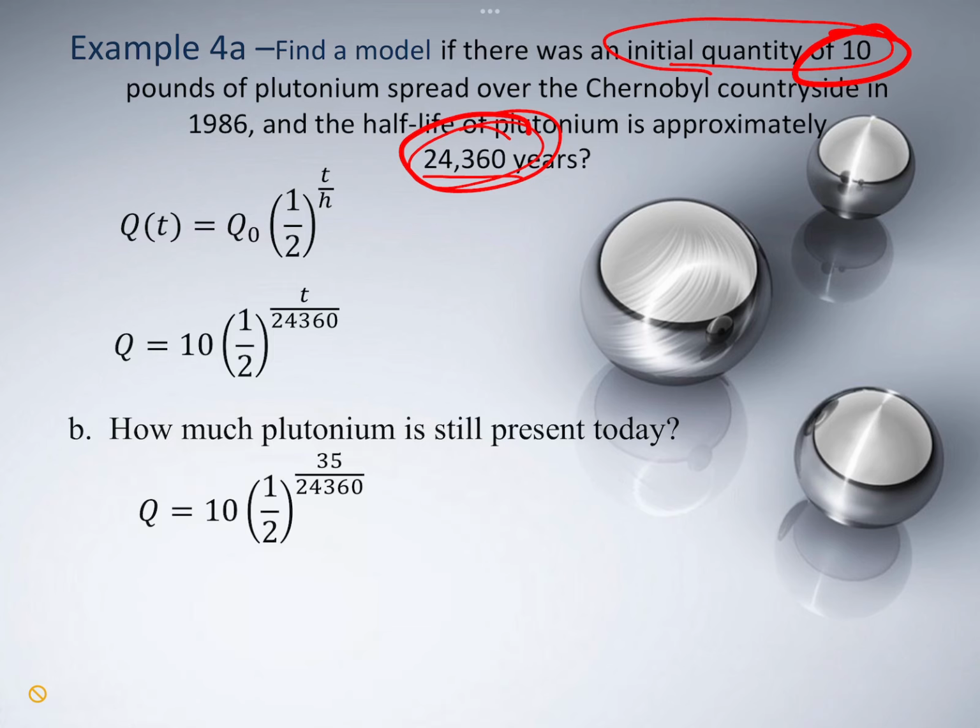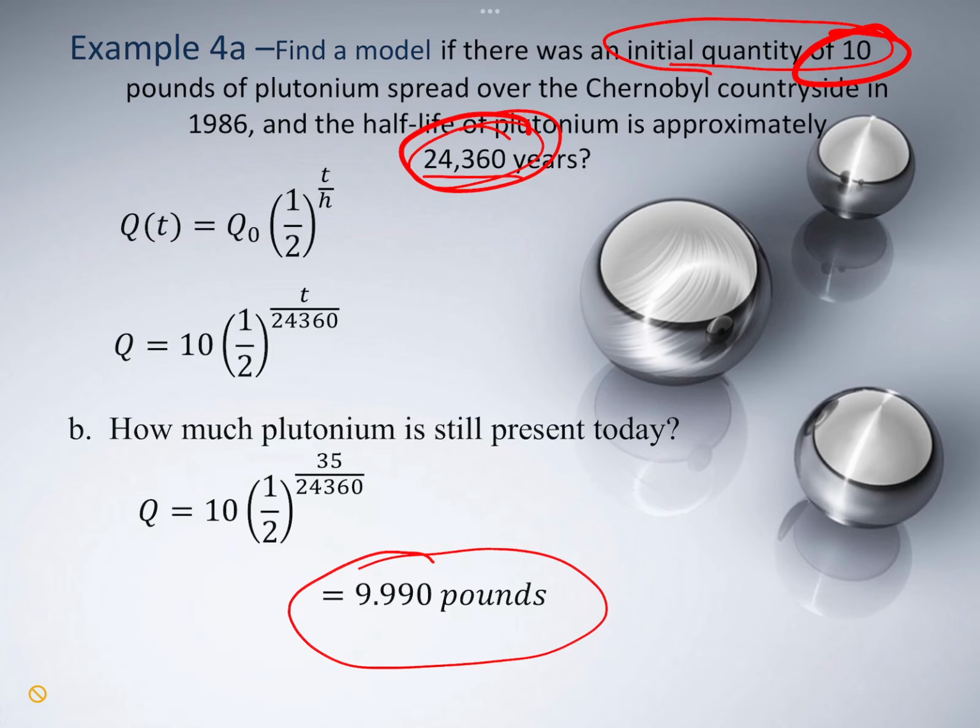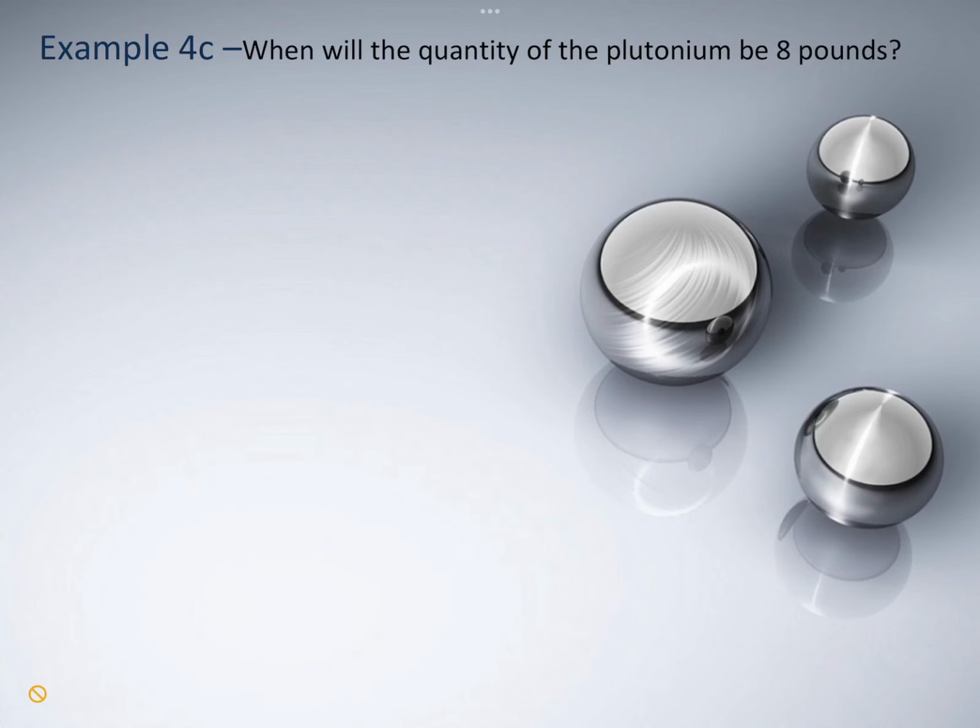This becomes a calculator problem right here. So in our calculator, we can work that out. How much plutonium is still present, you would get 9.990 pounds approximately. It keeps on going, but we're going to stop right there. So that's how much is still left. And then our last part we want to look at on this is, when will the quantity of the plutonium be 8 pounds? So we look at that, when will it be 8 pounds?